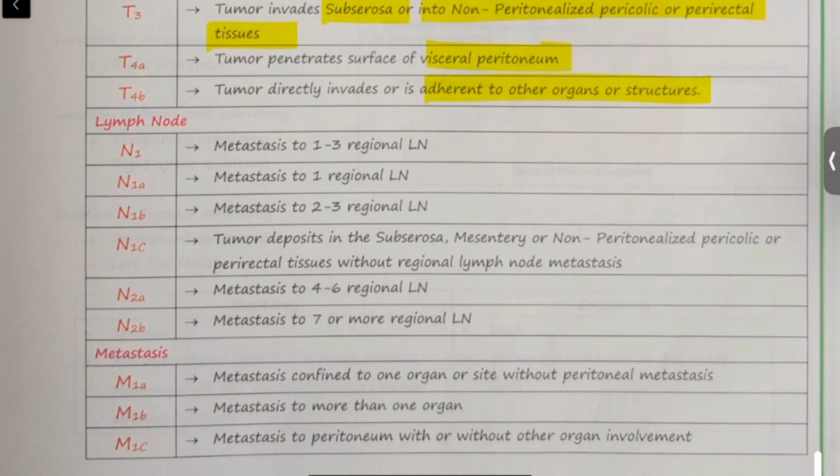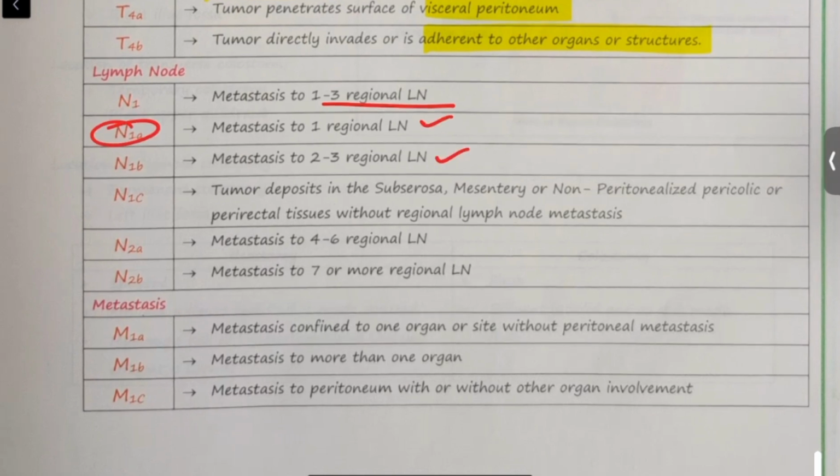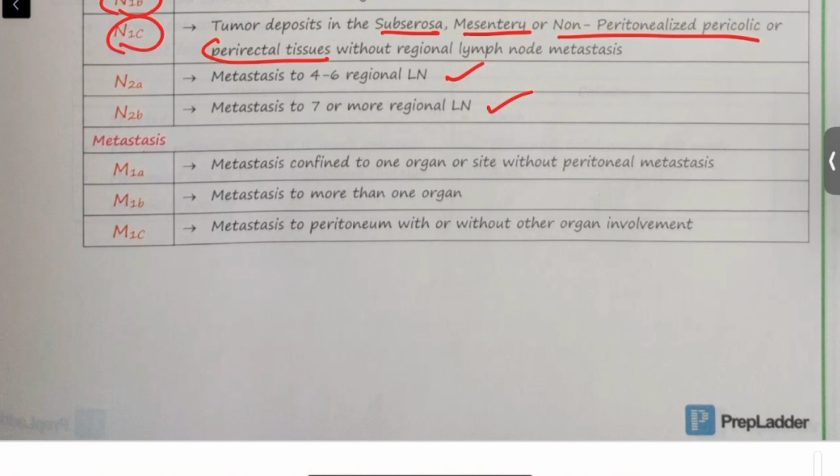This much is enough to know. N1 means 1 to 3 regional lymph nodes. N1A is metastasis to only 1. If 2 or 3 are involved, then N1B. N1C means tumor deposits in the subserosa, mesentery or nonperitonealized pericolic or perirectal tissues. N2A is again more than 3, that is 4 to 6. N2B is 7 or more. M1A means metastasis, but confined to only one organ, liver or lungs, and without peritoneal metastasis. M1B means metastasis to more than one organ. M1C is when the peritoneum is also involved.